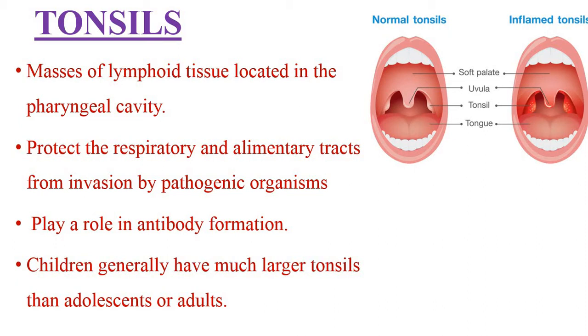The major function of these tonsils is to help protect the respiratory as well as the alimentary tract from the invasion of all kinds of pathogenic organisms. They also play a very important role in antibody formation, and usually children have larger tonsils compared to adolescents and adults. So these are pairs of lymphoid tissues which help in the protection of the respiratory as well as the alimentary tract from all kinds of microorganisms.